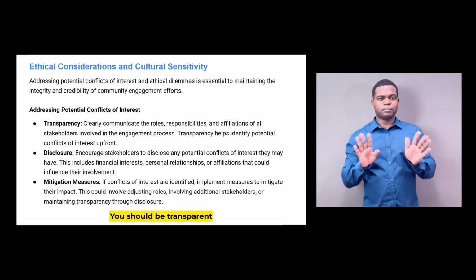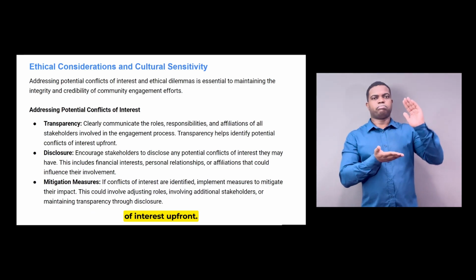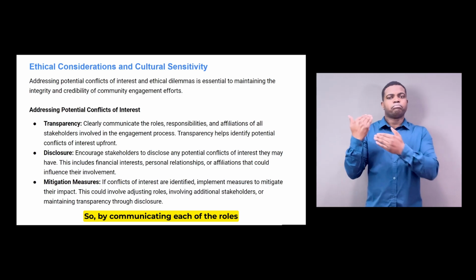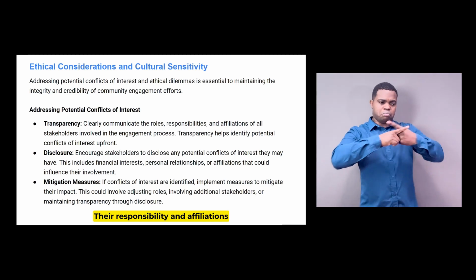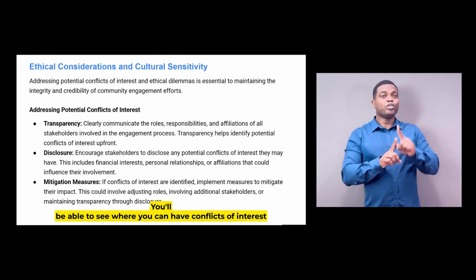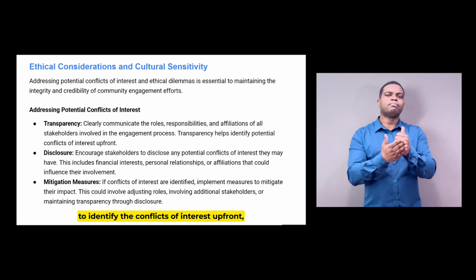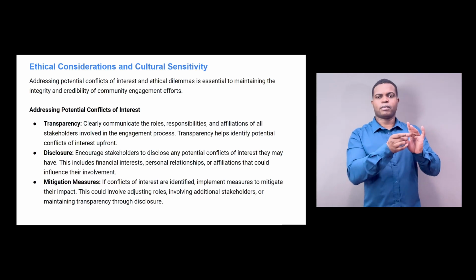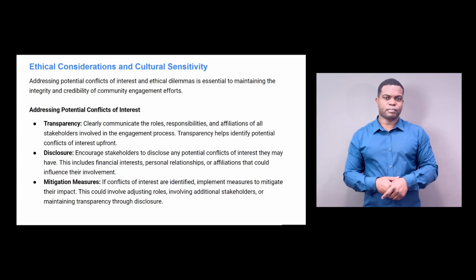You need to be transparent, because transparency helps to identify potential conflicts of interest upfront. So by communicating each of the roles of your stakeholders clearly, their responsibility and affiliations, you'll be able to see where you can have conflicts of interest. And once you've been able to identify the conflicts of interest upfront, it will help you to resolve them. And as you are implementing your community engagement initiative, it will not affect you by that time.